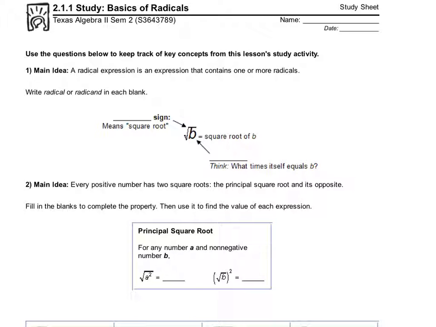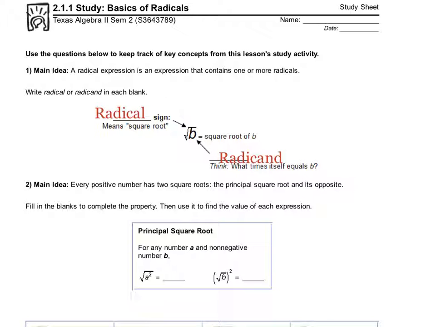All right, today's study of basic radicals. A radical expression is an expression that contains one or more radicals. The radical sign, and that's actually what you're going to put on this line here, is the word radical sign. We read it as the square root. So this example here would be called the square root of b. And the number that's underneath the radical is called the radicand.